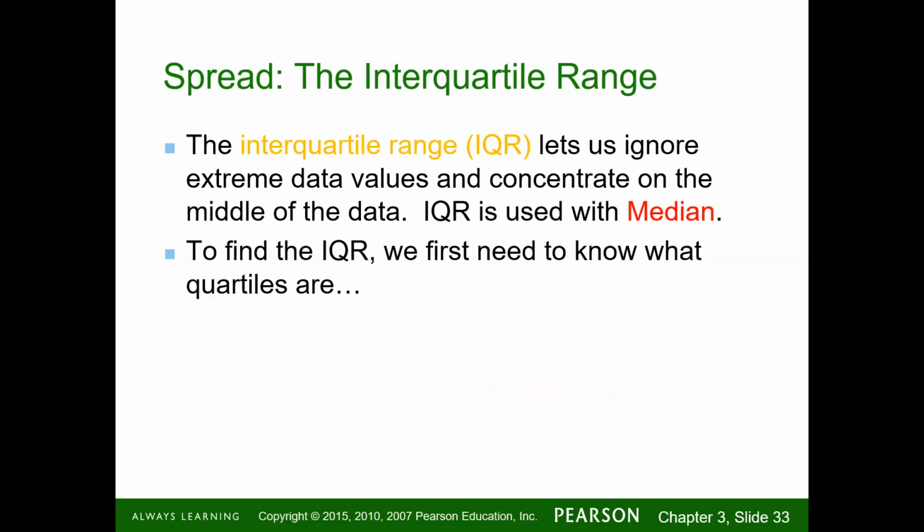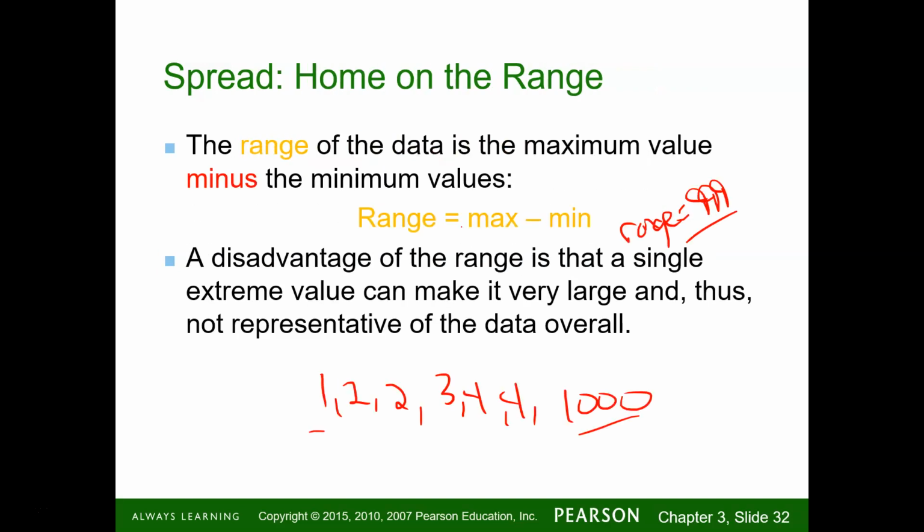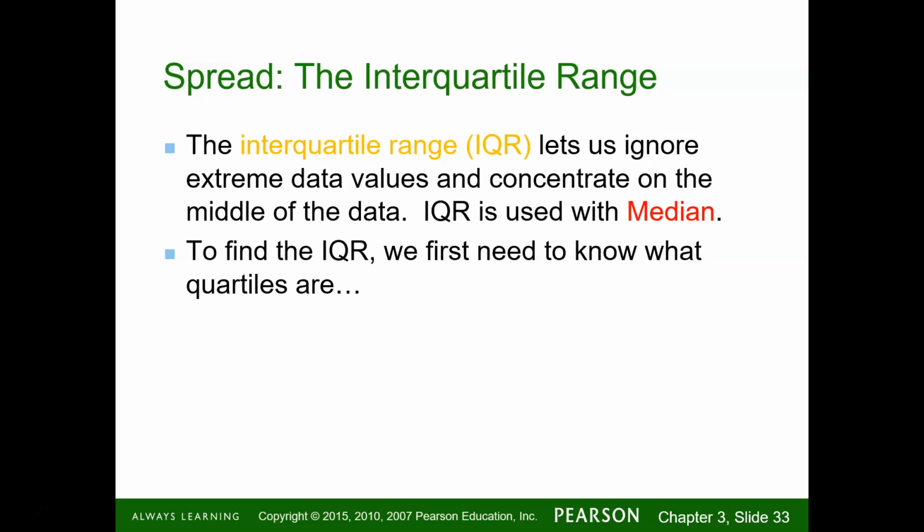That's why they use interquartile range. So if we did that again, 1, 2, 2, 3, 4, 4, 1,000.